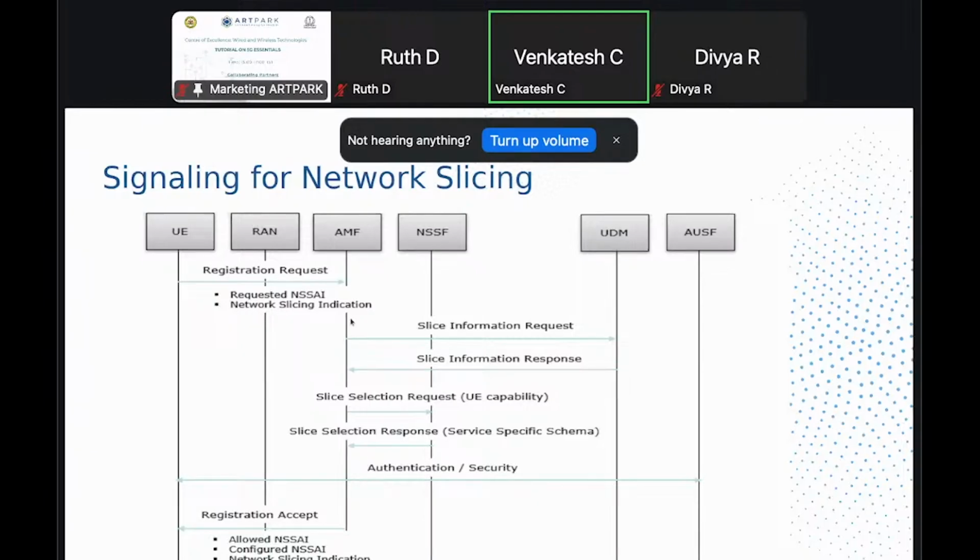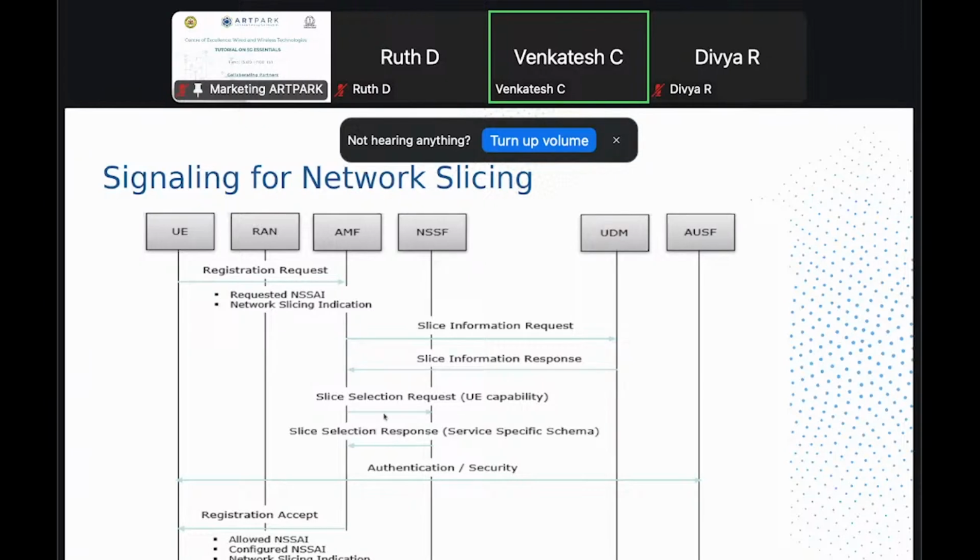And step two is that slice information will be exchanged within the core network. The AMF interacts with the NSSF to determine the appropriate slice, and these steps include slice information request and response. In the slice information request, the AMF sends a request to the NSSF to fetch the slicing policies, and in the slice information response, the NSSF replies with available slices based on the UE subscription and network policies.